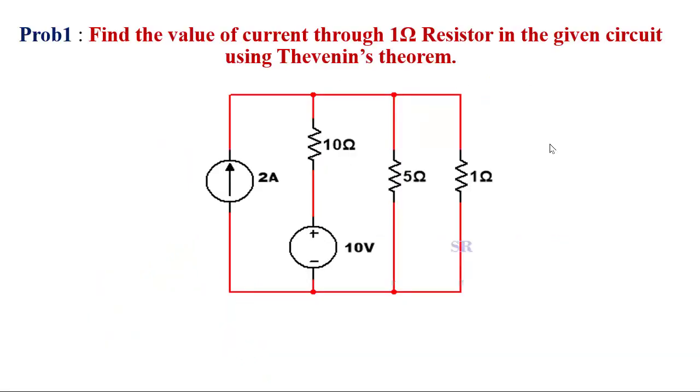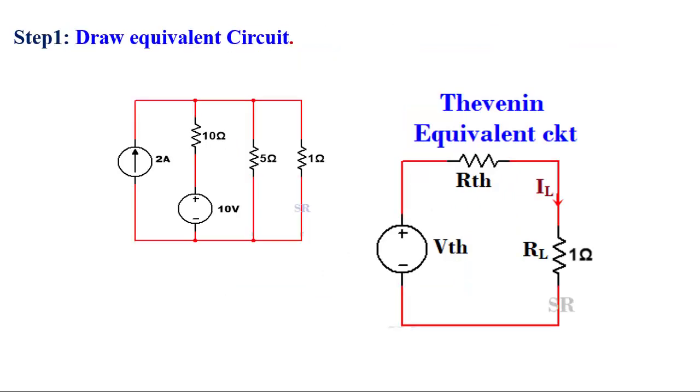This is the first problem. Find the value of current through the 1 ohm resistor in the given circuit using Thevenin theorem. So we have to find current through this 1 ohm resistor using Thevenin theorem. In this case, the 1 ohm resistor is the load resistor. While using Thevenin's theorem, we have to find Thevenin voltage VTH and Thevenin resistance RTH. How will we calculate it?